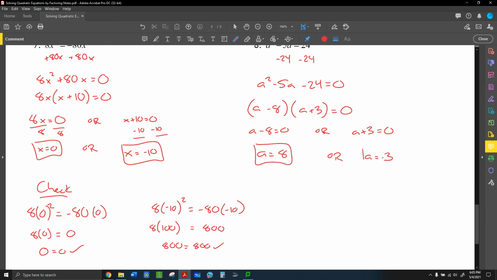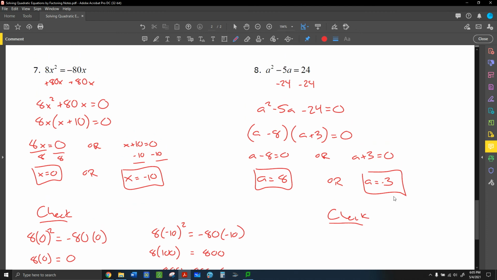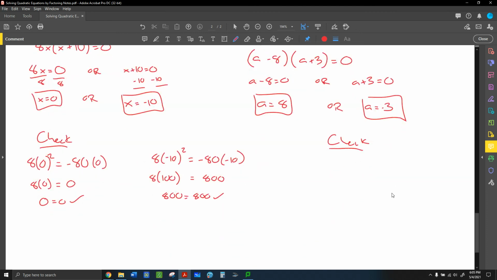And last but not least, let's go ahead and check our work. So plugging in positive 8 into our original equation, we get 8 squared minus 5 times 8 is equal to 24. 8 squared is 64, minus 5 times 8 is 40, equals 24, and 64 minus 40 is equal to 24. So that solution checks out.